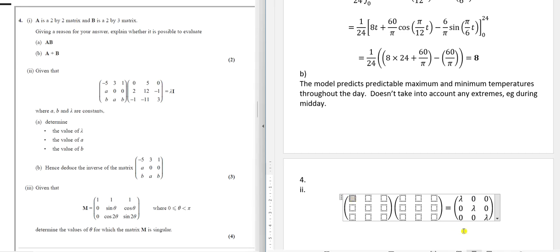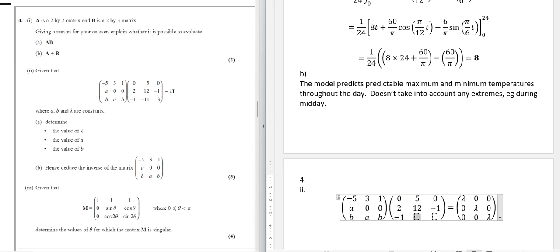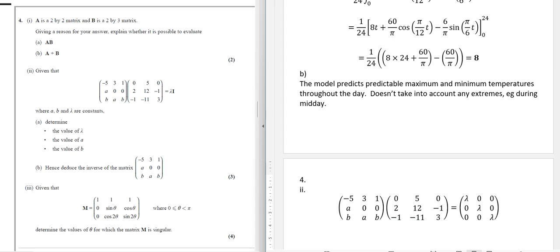And that can help me quite a bit because I can selectively choose the numbers I want to multiply together in order to find equations that are going to make my life a bit easier. So now I have 0, 5, 0, 2, 12, minus 1, minus 1, minus 11. So maybe I pick a row and a column that are going to give me a 0 on this side, but preferably one that involves an A or a B on this side. So let's start with this one.